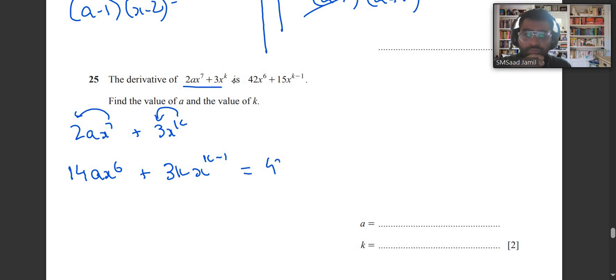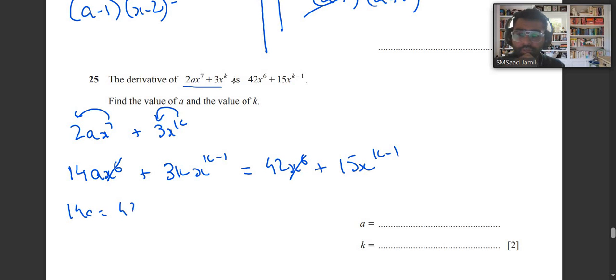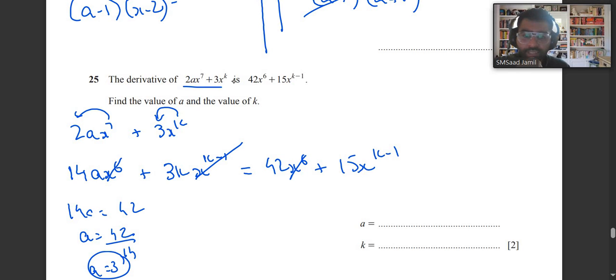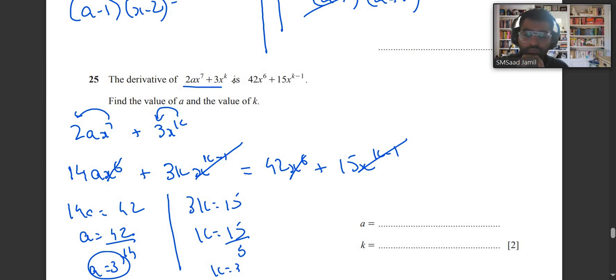This is equal to 42x^6 plus 15x^(k-1). So look, x^6 and x^6 just cancel. It means 14a is equal to 42. A is equal to 42 divided by 14. A is equal to 3. And look, x raised to power k minus 1 on both sides cancels. 3k is equal to 15. K is equal to 15 divided by 3. K is equal to 5. So the answer is 3 and 5.